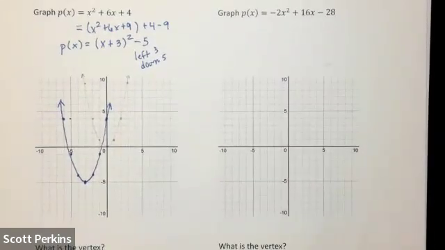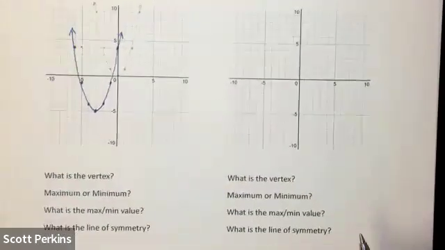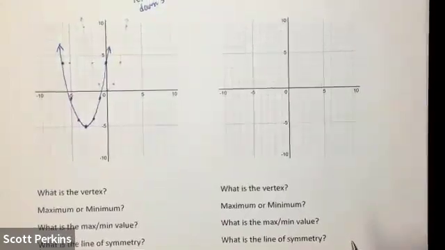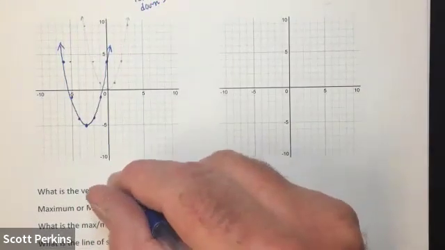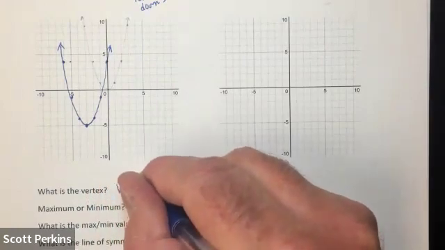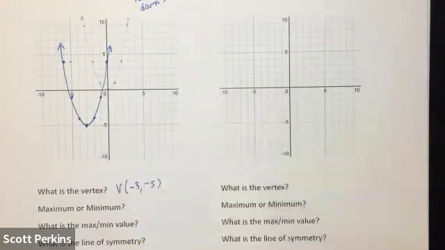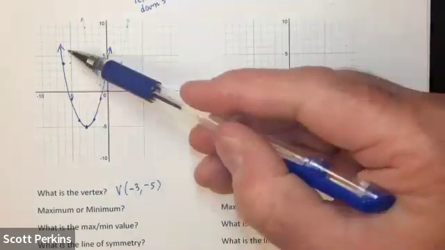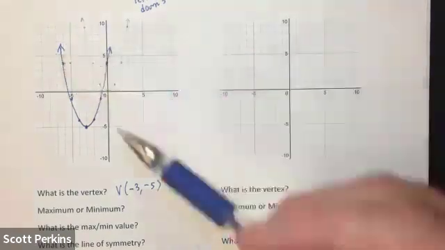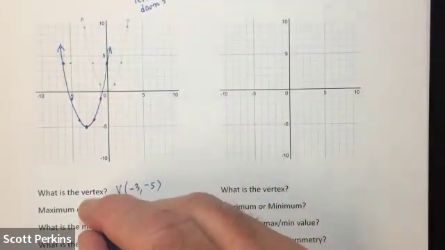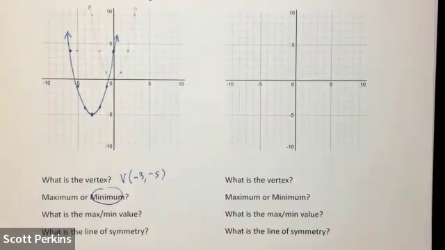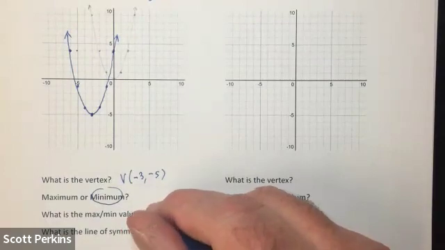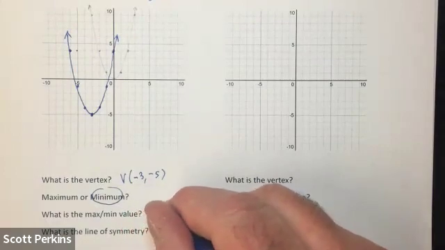Just a couple follow-up questions about this, just things that we have addressed. What is the vertex? Well, the vertex is that shifting that we did. So the vertex V is the point negative 3 and then negative 5. Since this parabola points upward on the ends, it has a minimum value. So I'm just going to circle the word minimum. And then what is that minimum value? The minimum value is negative 5.